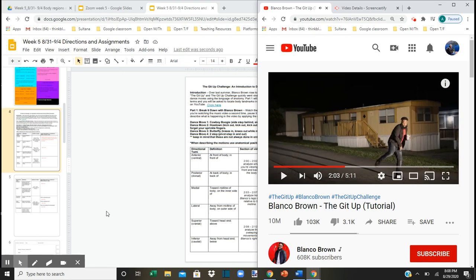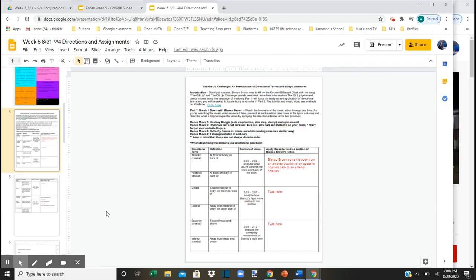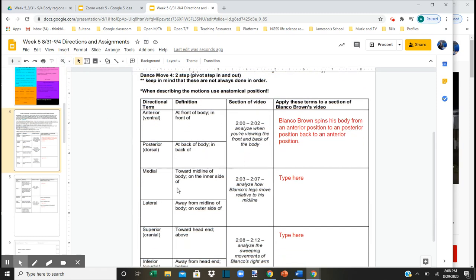Okay, and I'm sure there's a lot more happening with his dance move than the anterior and the posterior, but for this, we're just going to focus on these two terms. And then you're going to jump down to 2:03 to 2:07, and you're going to focus on medial and lateral. So again, if you want a refresher, if it's hard to see, you could always zoom in. I always suggest doing that.